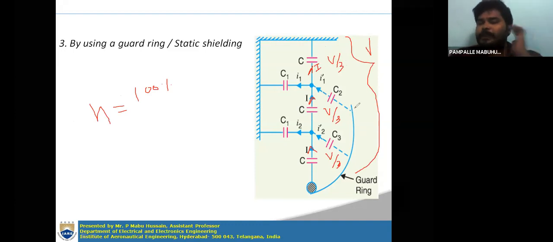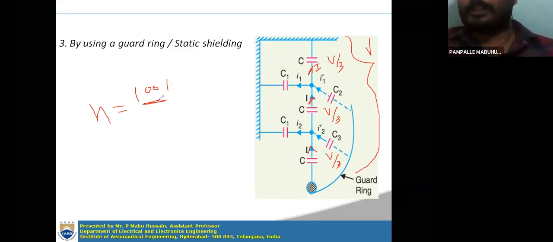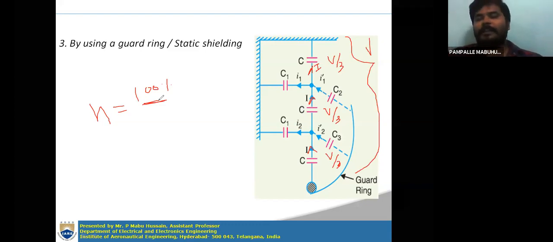So when you use capacitance grading or the guard ring, the voltage across each insulator will be almost uniform, so the string efficiency will be almost near 100. That means string efficiency increases. So these are the three methods available for increasing the string efficiency. Or you can also say these are the methods available for getting uniform voltage across the string of insulators.